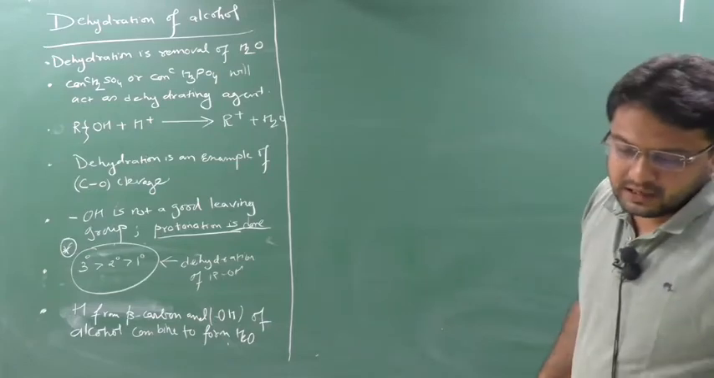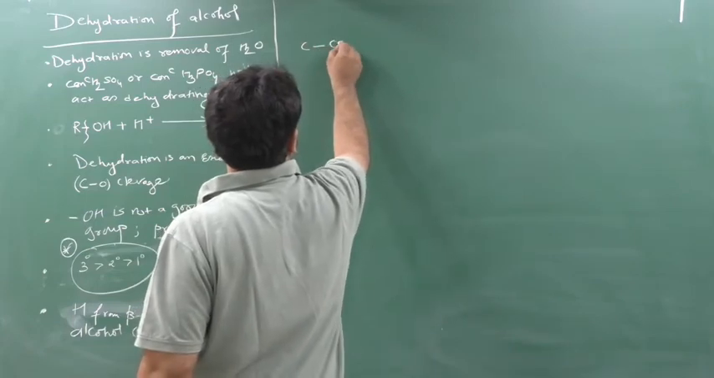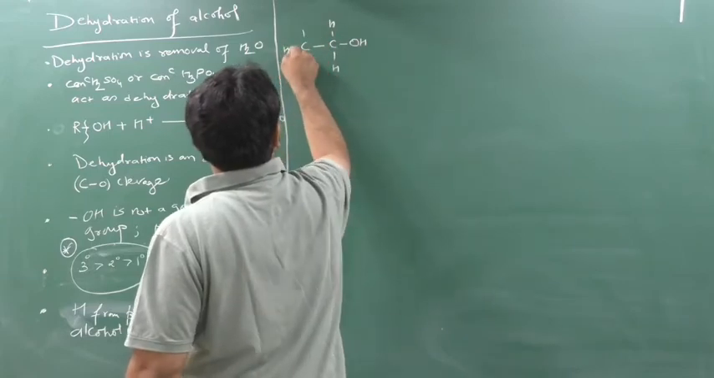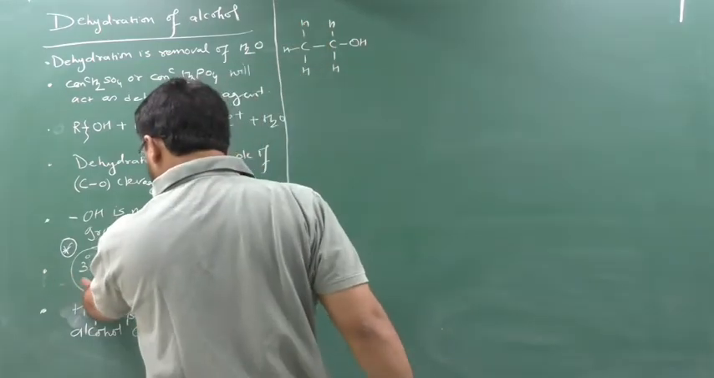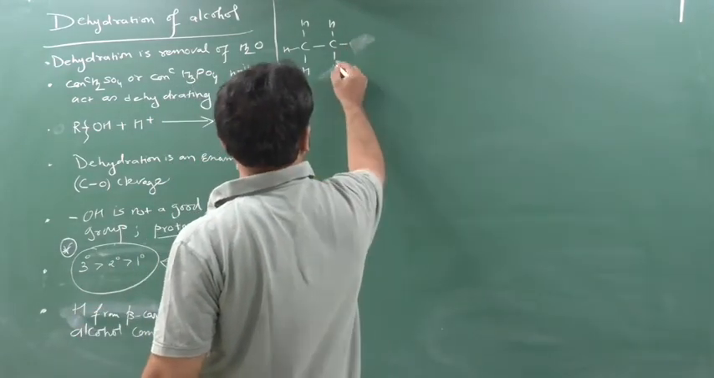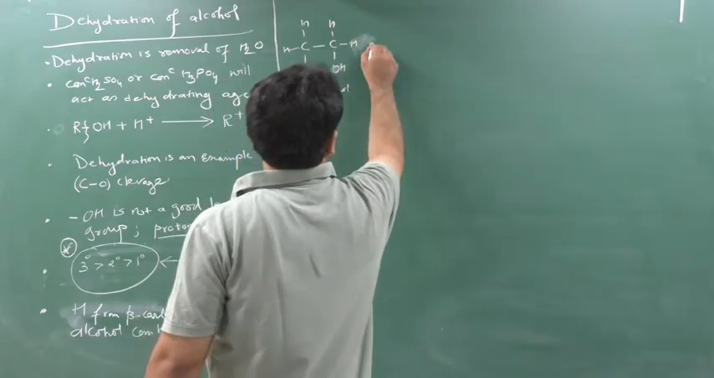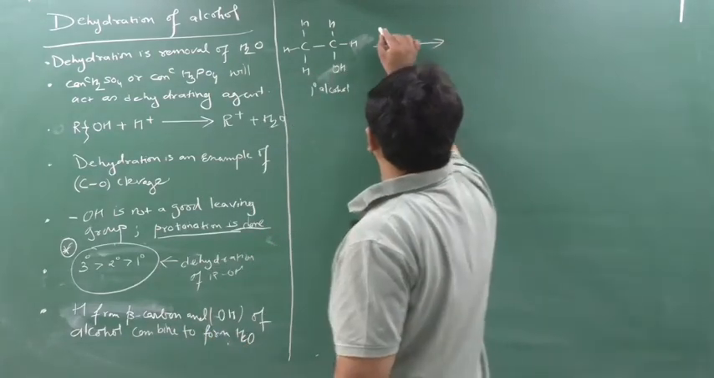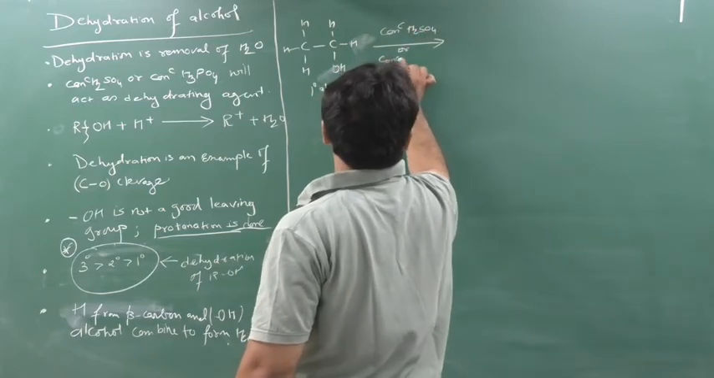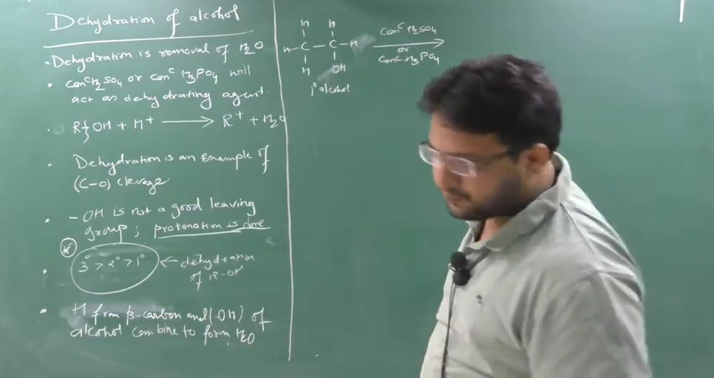Now we will see what will happen when I do the reaction. See here. If I take a 1 degree alcohol, suppose here, this is OH, this is H, this is H. Now it is a 1 degree alcohol. So for 1 degree alcohol, see the conditions. The first condition is either you use concentrated H2SO4 or concentrated H3PO4, and some temperature is also required, nearly 443 Kelvin.